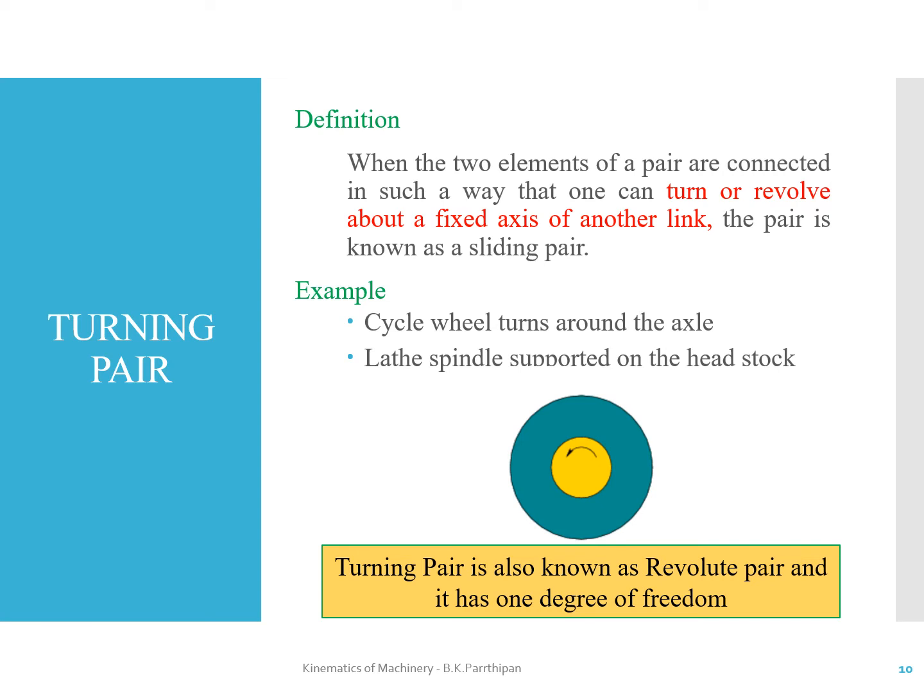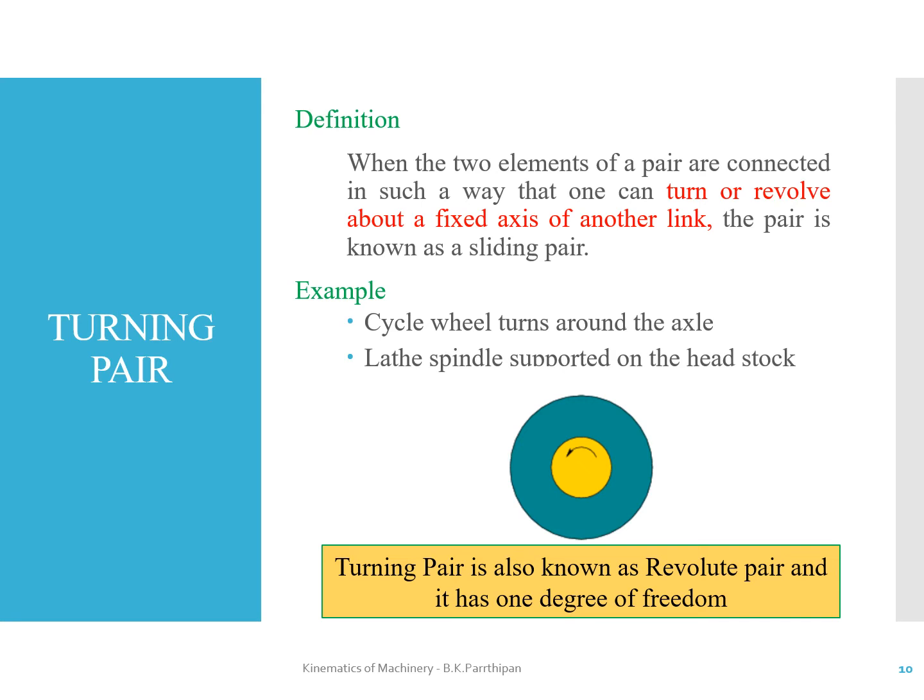The next one is turning pair. Here one pair is going to be connected with another pair and going to produce a turning or revolute motion about a fixed point. Such a thing is known as a turning pair. And the examples are a cycle wheel turning around the axle, and a lathe spindle supported on the headstock.